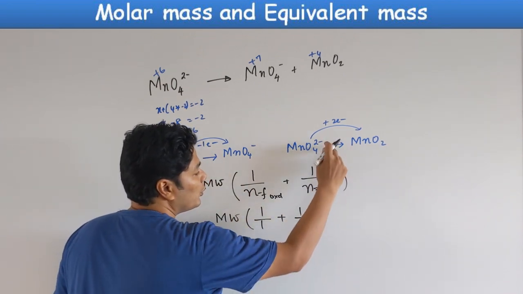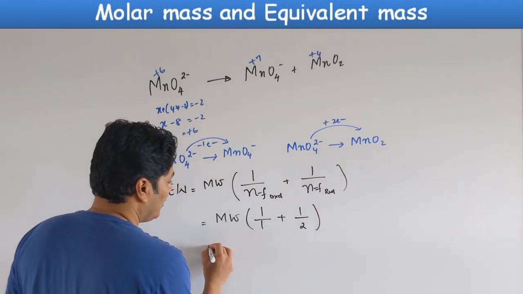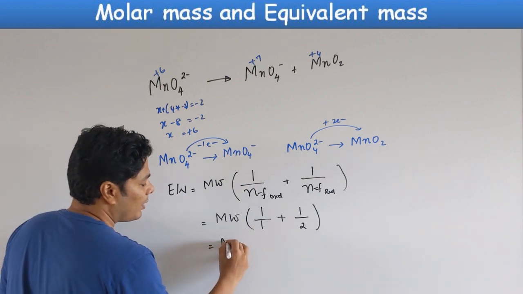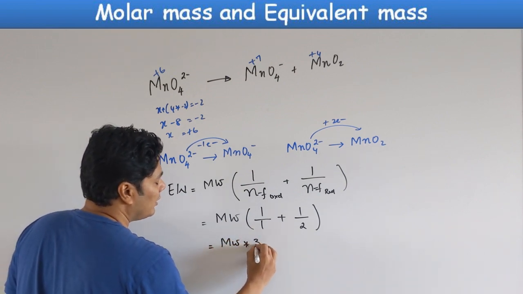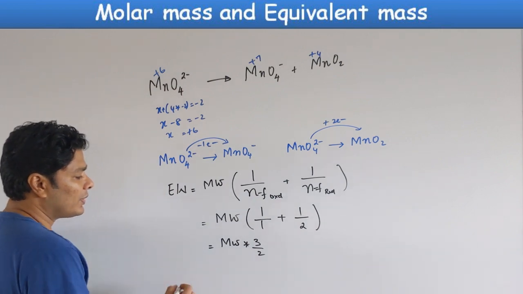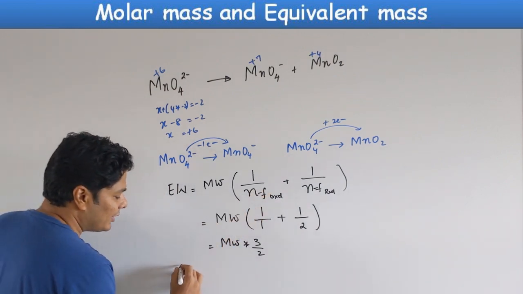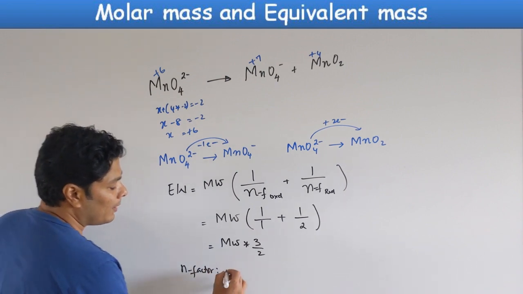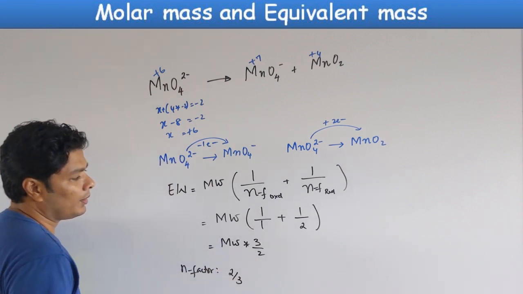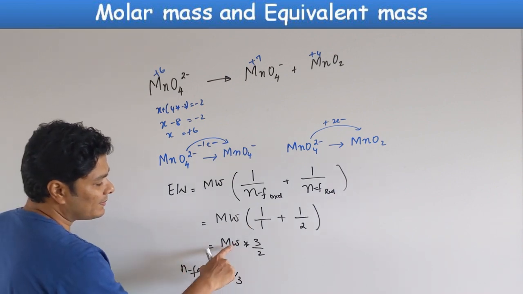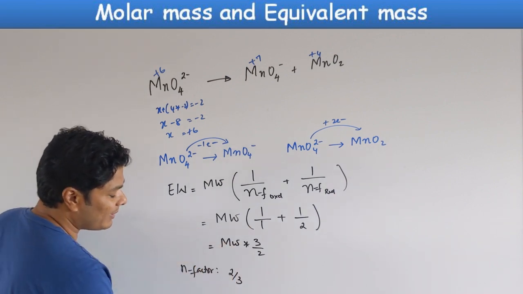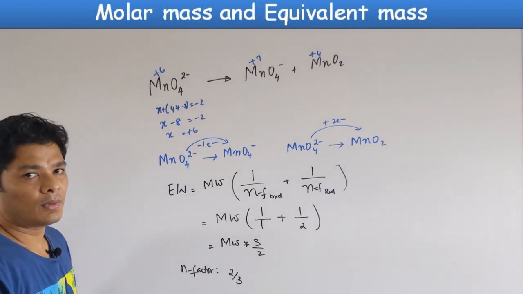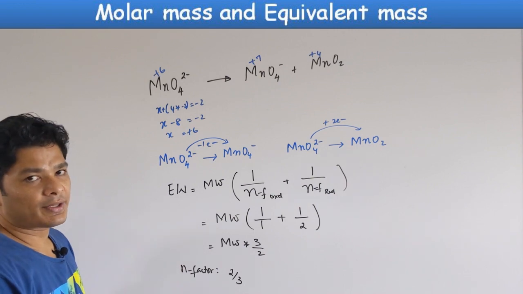So here what I have is molecular weight divided by 1 divided by 1, a 1 electron process, plus 1 divided by 2, a 2 electron process. So that would be 1 by 1 is 1, 1 plus half is 1.5. Molecular weight times 3 by 2. So the final n factor that you have is actually 2 by 3. How do we get 2 by 3? Equivalent weight equals molecular weight divided by n factor. So molecular weight divided by 2 by 3 becomes 3 by 2. This is how you do it for a disproportionation reaction.